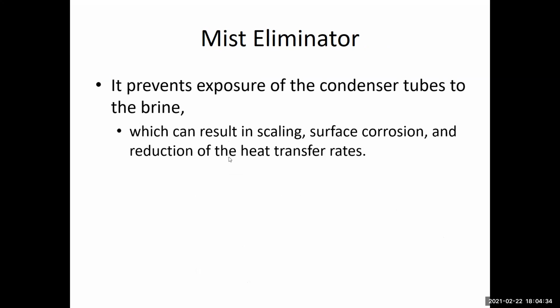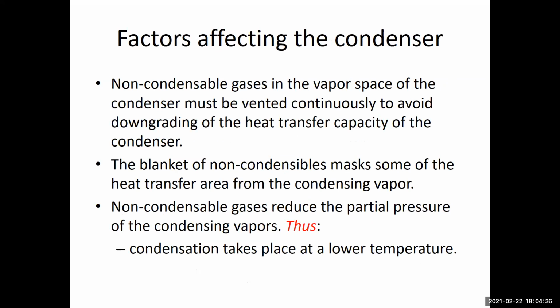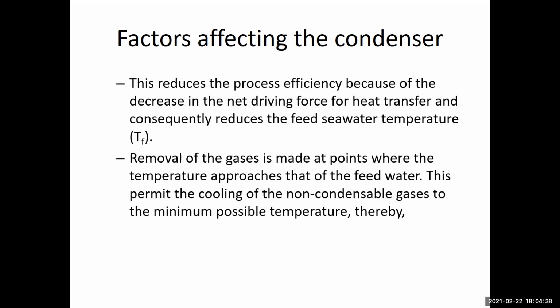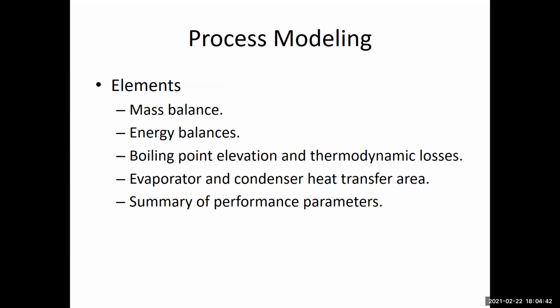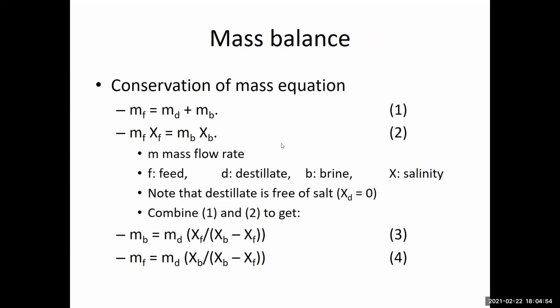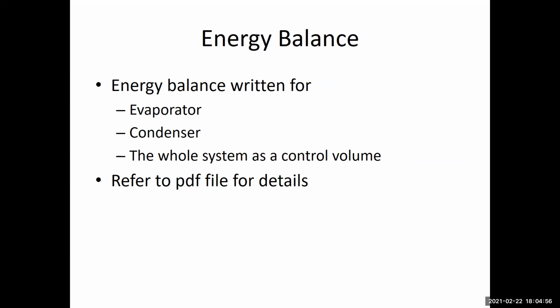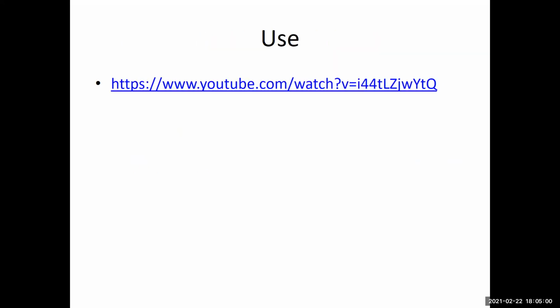We talked about the mist eliminator and why we have a mist eliminator. We talked about the condenser, and we have also talked about the elements of the energy balance. And today we have gone through an example which is taking us through the mass balance, the energy balance, the performance parameters assessment, and even the calculations of the heat transfer areas and so on. So we have done all of that, and we have taken a numeric example.